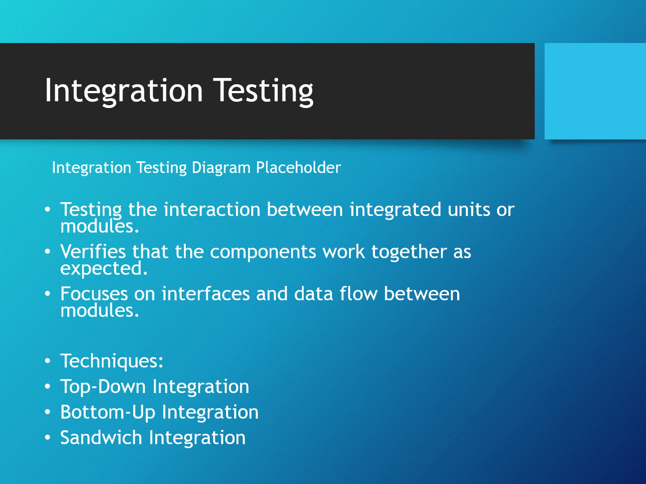After unit testing, we move to integration testing, which checks how different modules work together. Sometimes components work fine on their own but fail when connected. This testing focuses on interface and data sharing between modules. There are three main approaches. First, top-down integration, which starts from high-level modules. Second, bottom-up integration, which begins with lower modules. And third, sandwich integration, which combines both. The main goal is to detect interface issues, mismatched data formats, and communication errors early in the process.